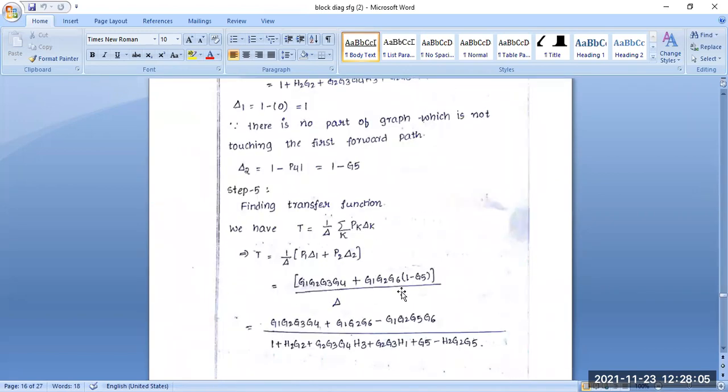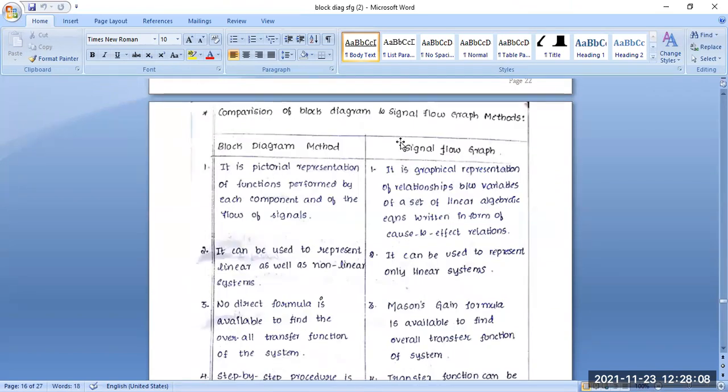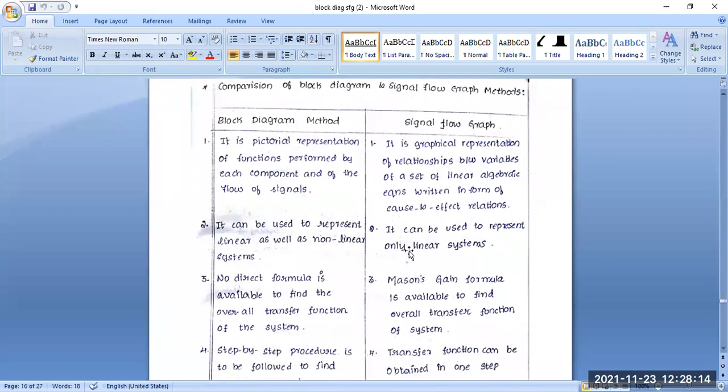Okay, the next question is also important. What is the basic difference between the block diagram and the signal flow graph method? They are a little bit different. First, the block diagram method is a pictorial representation of the function performed by each component and of the flow of the signals. Everyone please remember the block diagram technique. In it, we have to see the summing point, the take-off point, and every block or forward loop. So this is the pictorial representation form of the block diagram method.